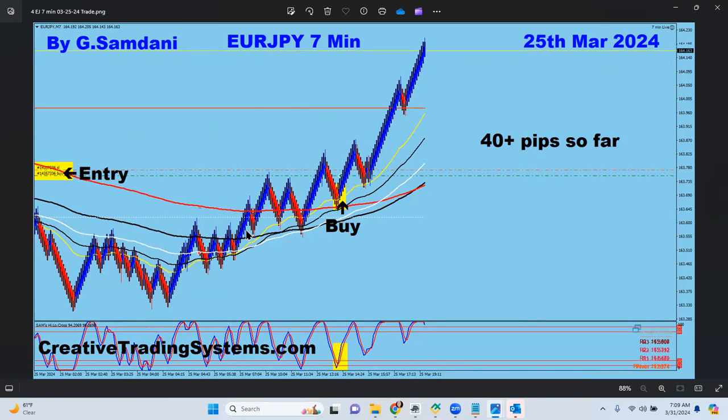So I was expecting that all yen pairs are gonna go up, right? So when you see that these EMAs turn to the upside, especially this on a 7-minute chart, when you see the yellow, black, and white aligned to the upside, it's bullish.